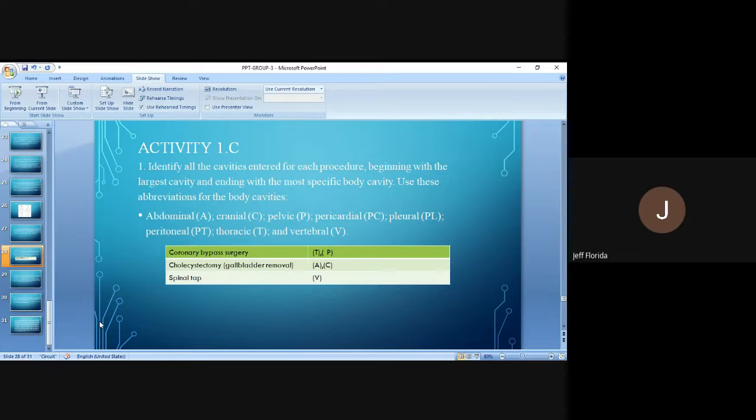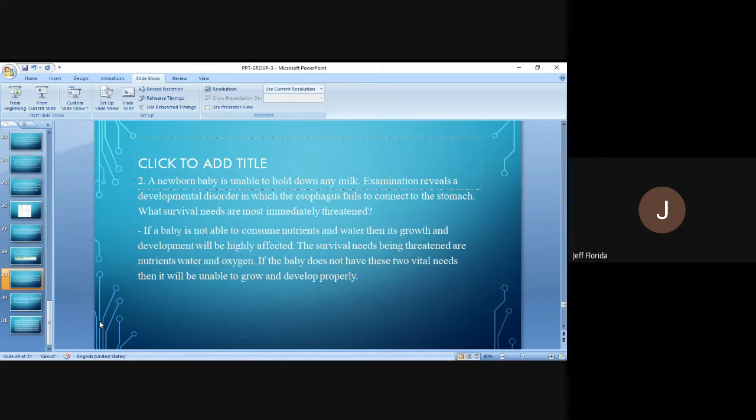And the last one is spinal tap, and vertebral is the most specific body cavity of this spinal tap. Next slide.